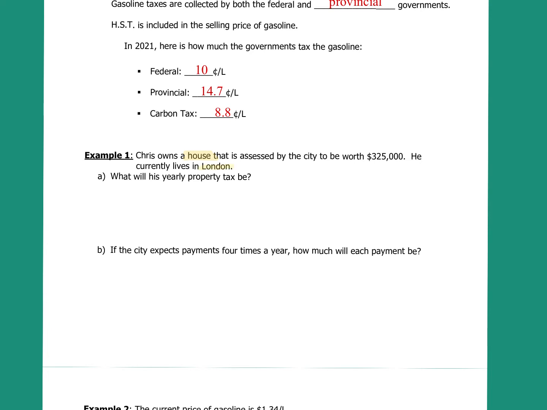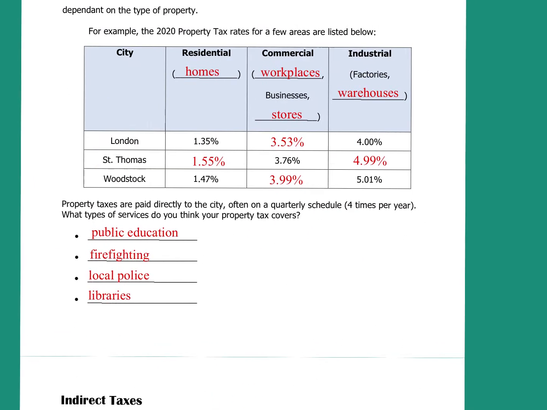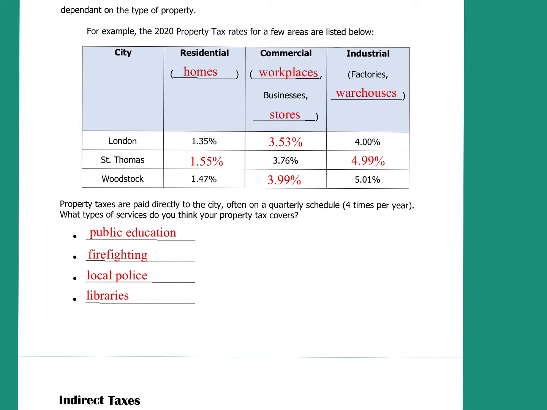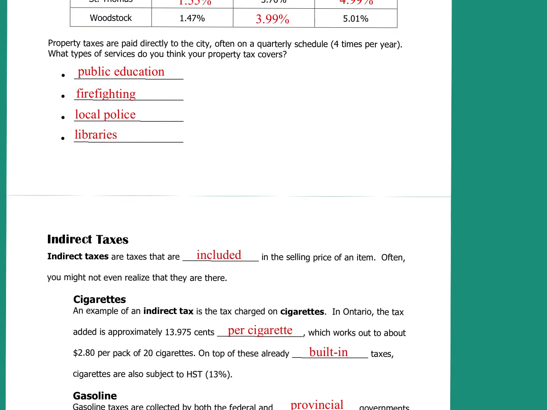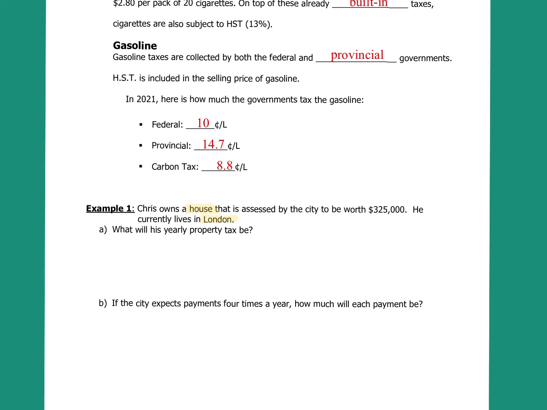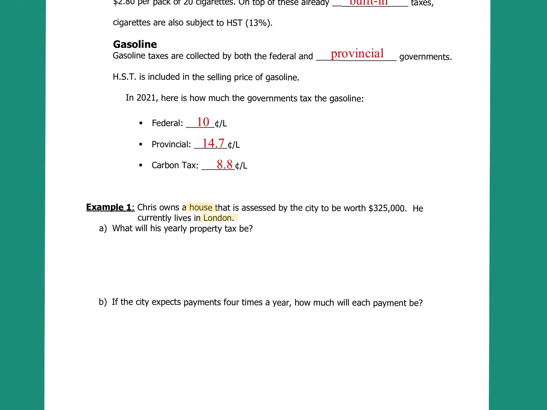It also tells us he lives in London, so we're going to need to look at the percentages for London. We'll go up and do that. We can see here for residential for London, we're looking at 1.35%. Let me just write this down here. 1.35% is what we're looking to deal with, but we'll need to turn this into a decimal.